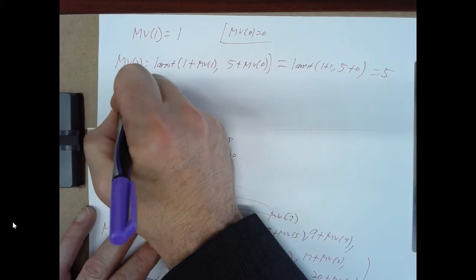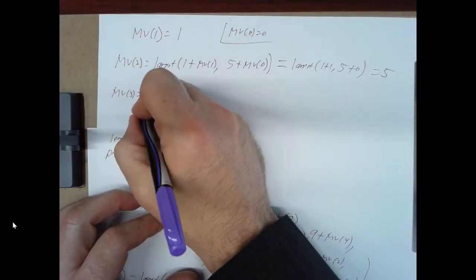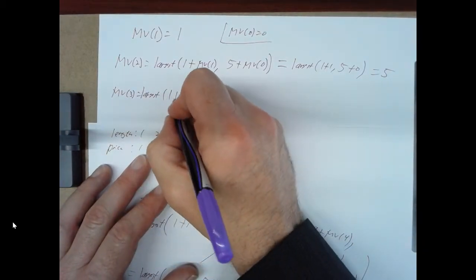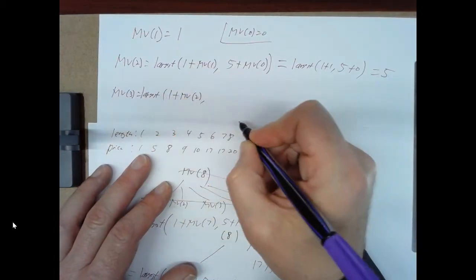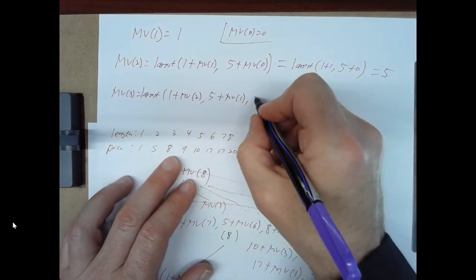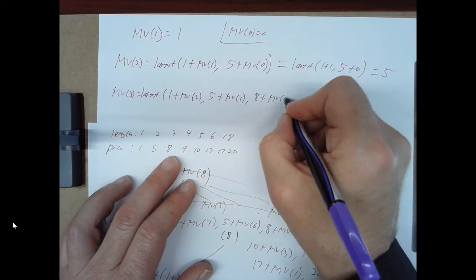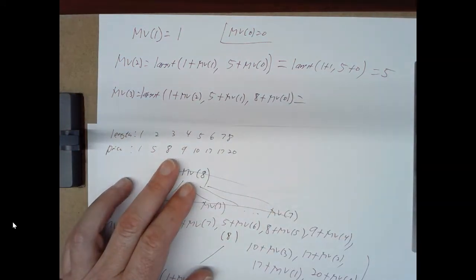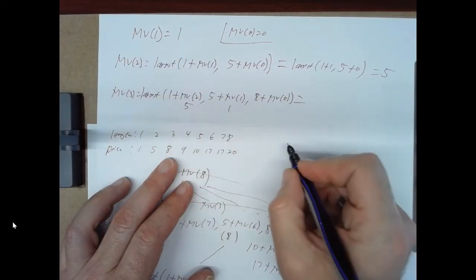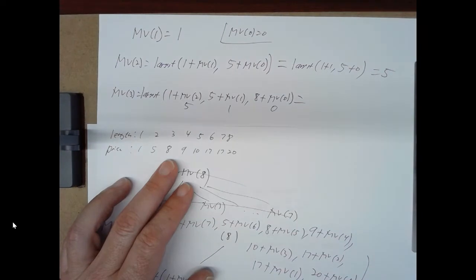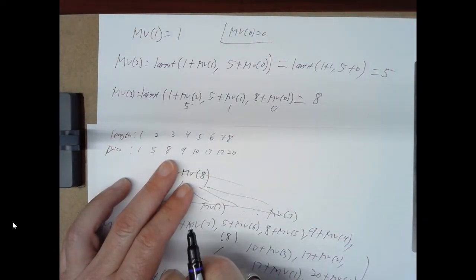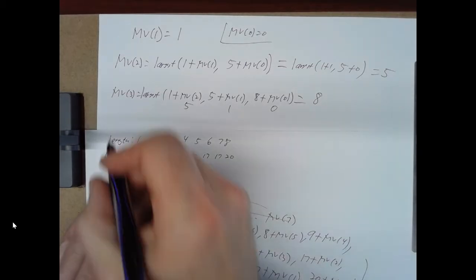So max val of 3 equals the largest of the following: price of a 1-inch rod plus the maximum value from 2 inches, price of a 2-inch rod plus the maximum value of 1 inch, or the price of a 3-inch rod plus the maximum value of 0 inches. Well, we already found max val of 2 is 5. We already found max val of 1 is 1. Max val of 0 is 0. So this is the largest of 6, 6, or 8. That's 8. And we can keep doing this.